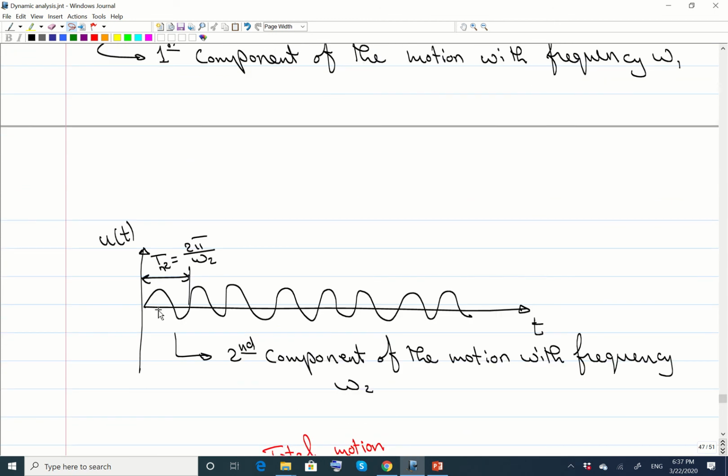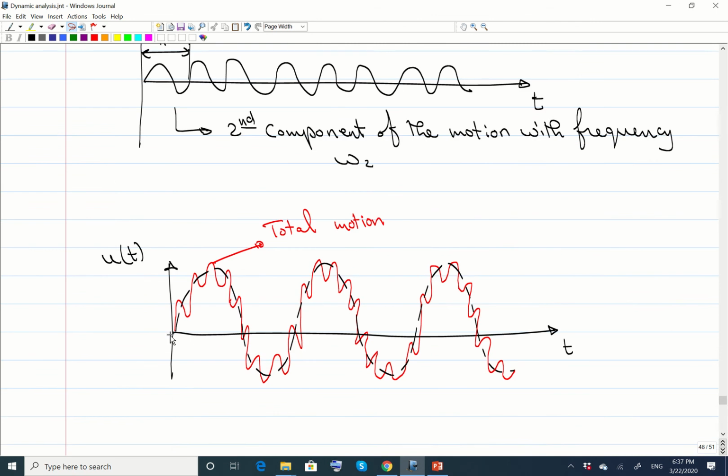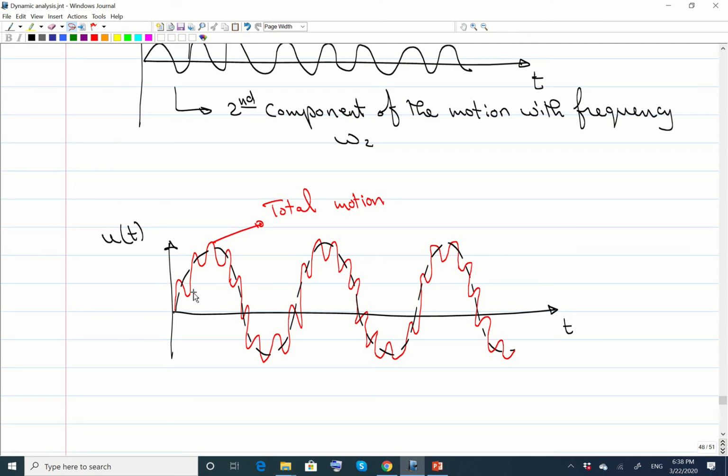They can also oscillate with the second period or the second frequency, okay? So 2 pi divided by omega 2 is going to be the second natural period. The total oscillation of the building is the summation of the first frequency and the second frequency, okay? The total motion is the summation of the two modes. So those we call the modes of vibration, okay?